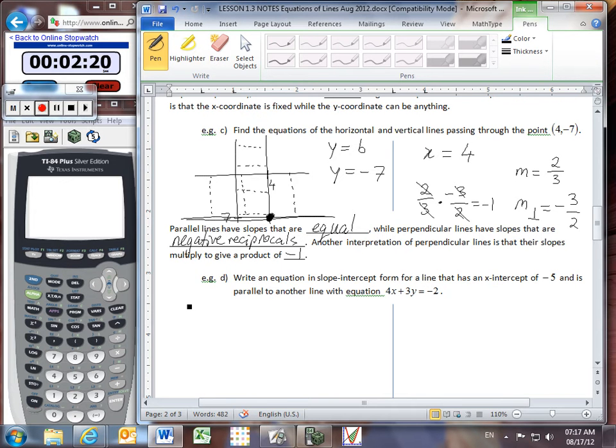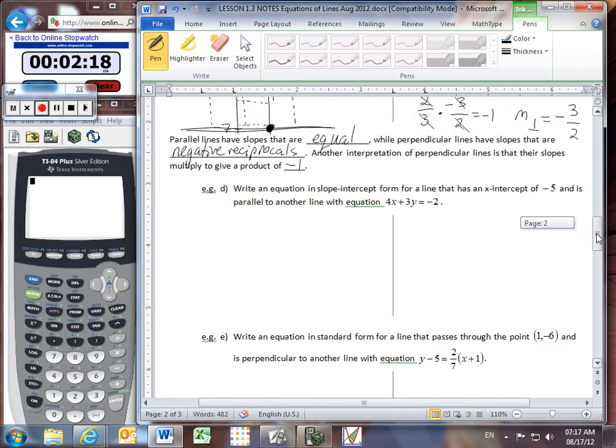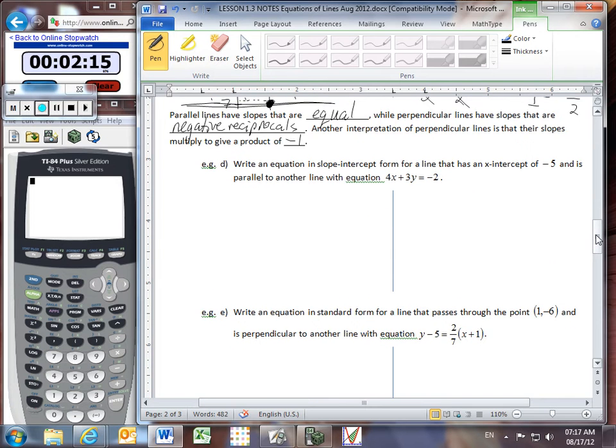So exercise, or example D, we need to write an equation in slope-intercept form for a line that has an x-intercept of 5. What's true at an x-intercept? Well, that must mean that y is equal to 0 on the x-axis, and so we've got a point here of -5, 0. That's just been given to you in slight code language. X-intercept of -5, that means that we've got the point -5, 0. And if it's parallel to another line that's got this equation, well then it must have the same slope.